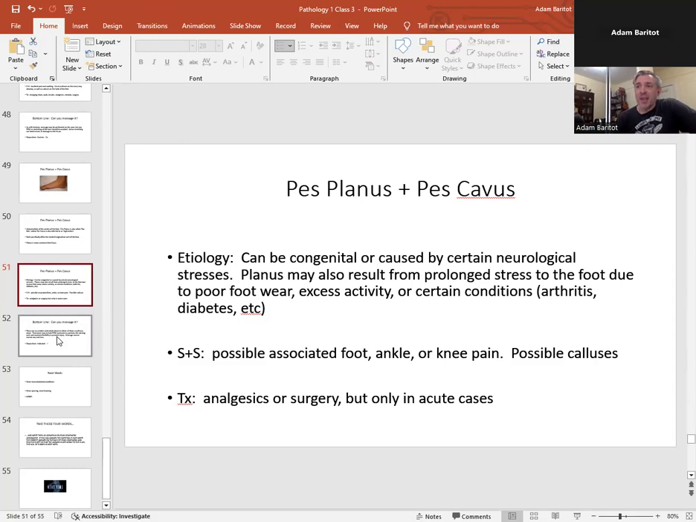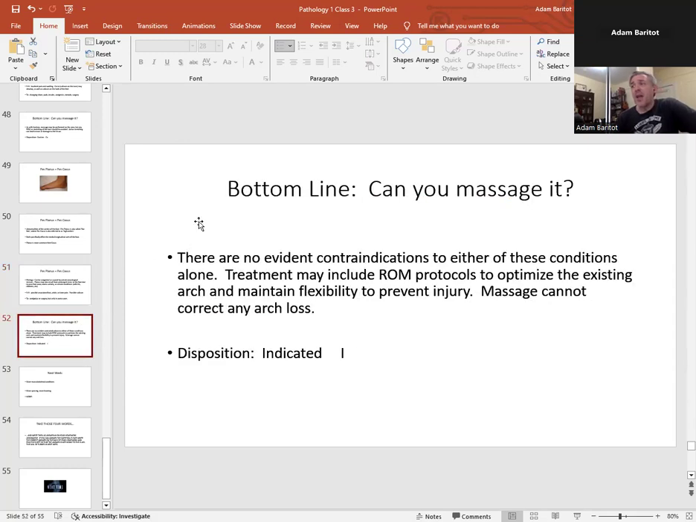Bottom line, can we massage them? This falls under the lordosis, kyphosis, scoliosis category. We can't hurt it. We can't help it. We're just fine to work on it. Therefore, pes planus or pes cavus is considered indicated.